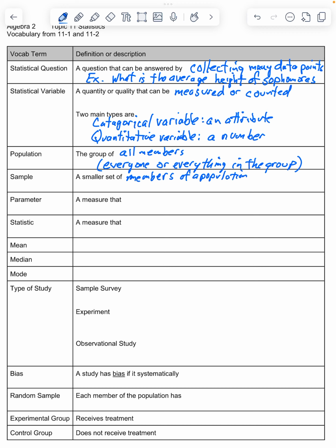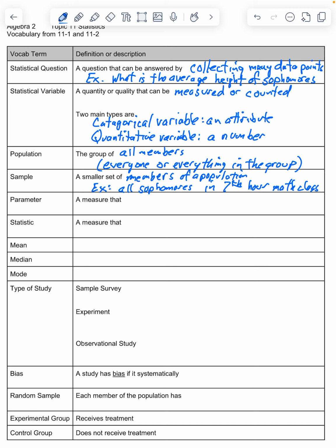So as an example, maybe we would do all sophomores in 7th hour. That would represent all of the sophomores in the whole population. So we just take a smaller set, just the 7th hour math class, for instance, and that would give us a sample of it instead of just all sophomores.